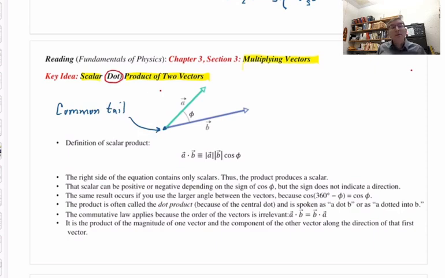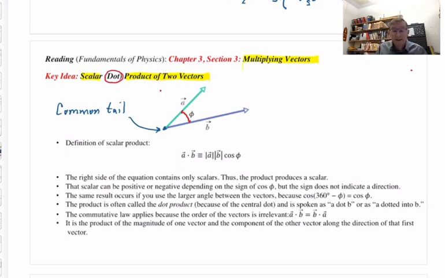And when they're drawn with a common tail like that, it's pretty clear that you can talk about an angle between them. That's that arc right there. And we're going to use the symbol, the Greek letter phi. Phi is the angle between A and B in this drawing when they're drawn with a common tail. This is an important picture, because I'm going to talk about now the scalar product of those two vectors, A and B, and how it's defined.